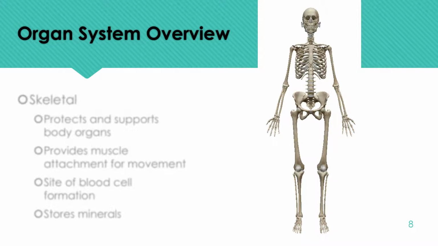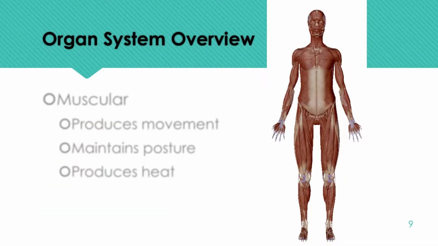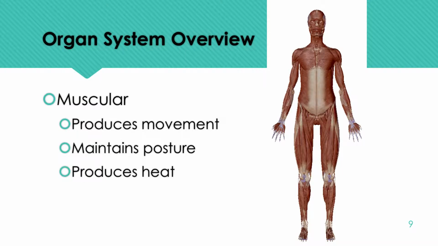The skeletal system functions to protect and support body organs. It provides muscle attachment for movement, and it's also the site of blood cell formation and the storage of minerals like calcium. The muscular system produces movement, helps to maintain posture, and as you've noticed while exercising, also produces heat.